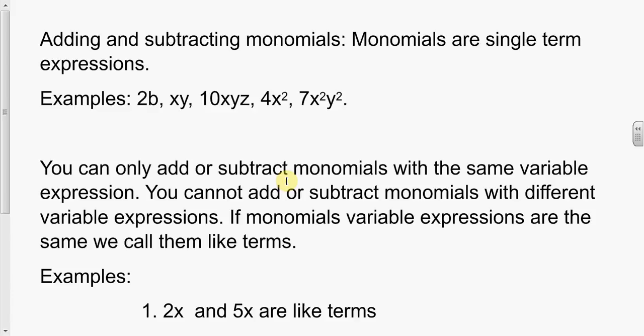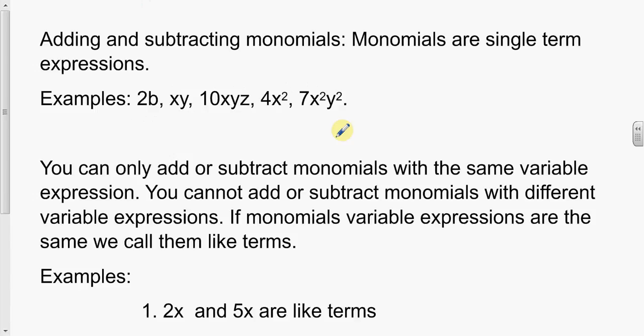Let's talk about adding and subtracting monomials. A monomial is simply a single term expression. Here are some examples. 2b by itself is a monomial. xy is a monomial. 10xyz is a one-term expression. 4x squared is a one-term expression. And likewise, 7x squared y squared is a one-term expression.